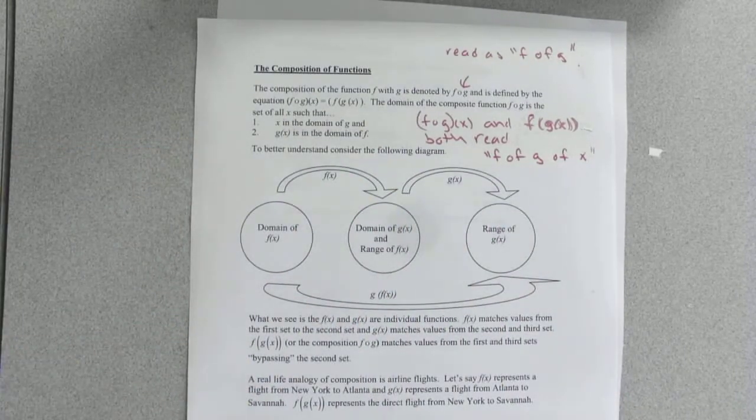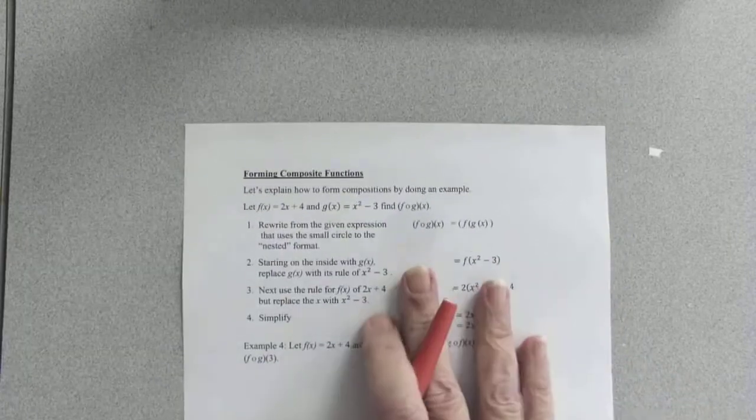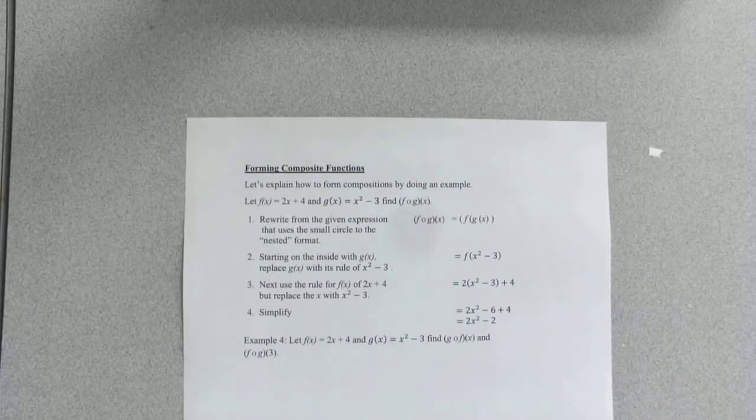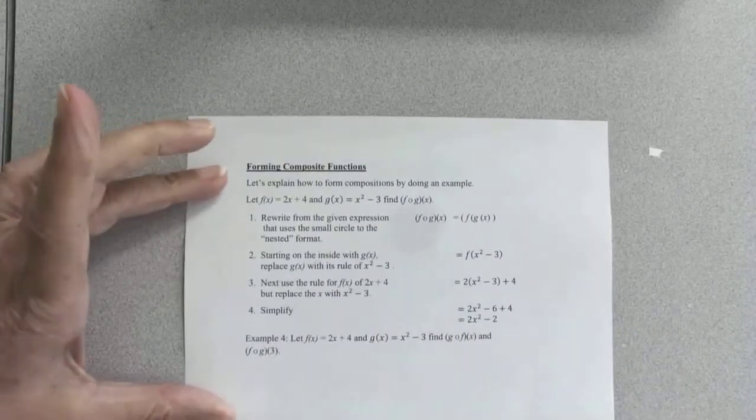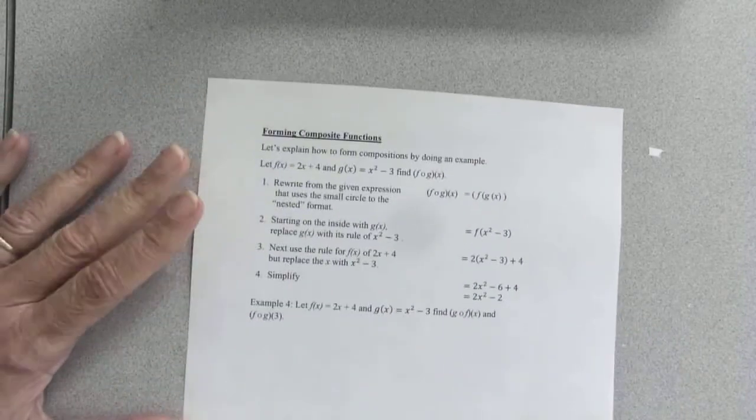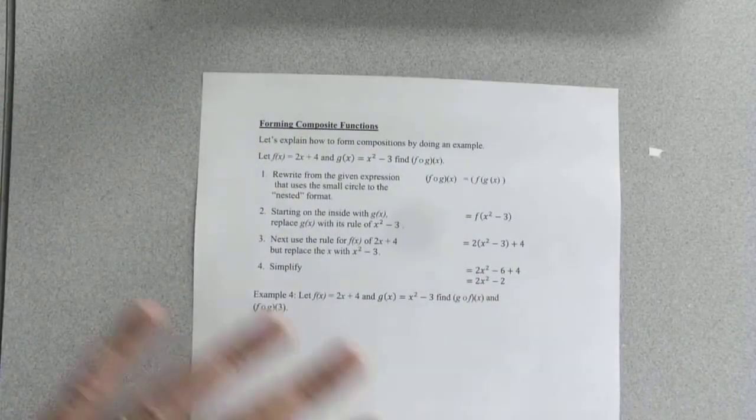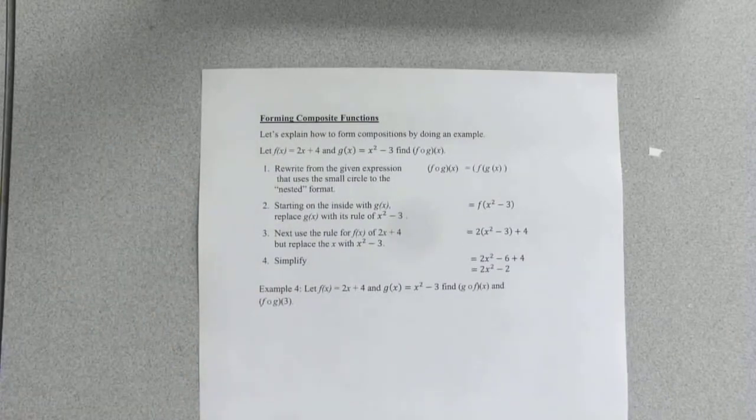What we're going to concentrate on is finding the formulas for these. So we'll start by recapping finding a formula. Let's do f of x equals 2x plus 4 and g of x equals x squared minus 3. Find f of g of x.